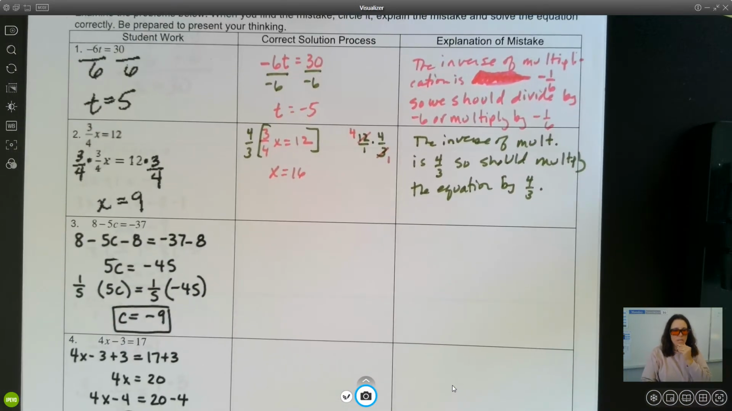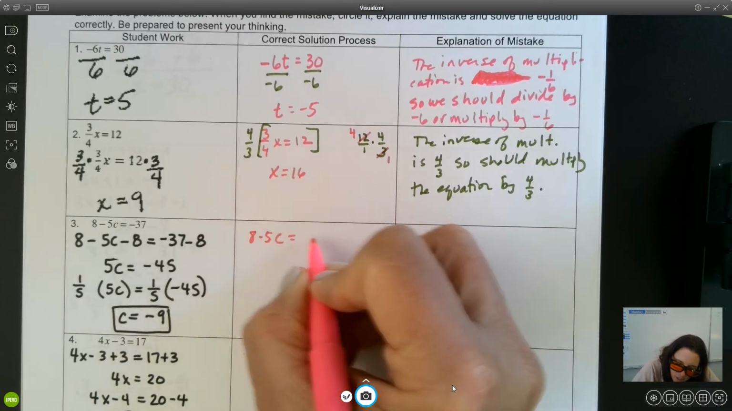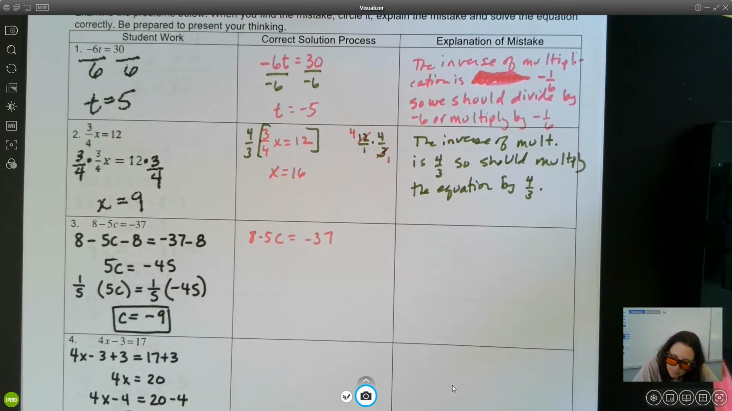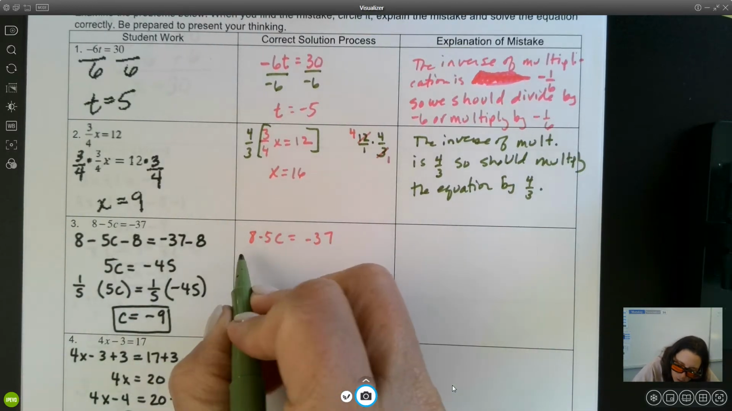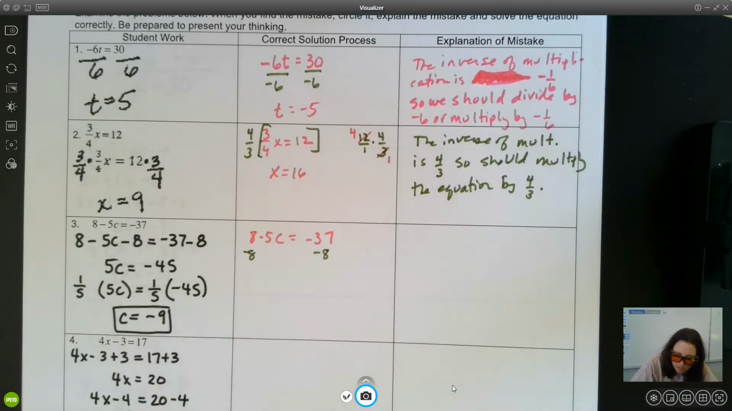Okay, number 3. And at any time you can pause and try your own and then just click back in and check your answer. Okay, that's an option on any of these. You should know how to solve all these. Okay. All right, so this guy, we've got 8 minus 5c equals -37. Okay, my first step, I need to get to this -5c, so this +8 needs to get out of there. That +8 needs to get out of there.